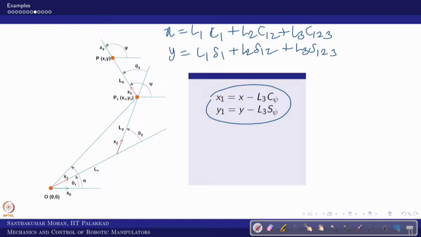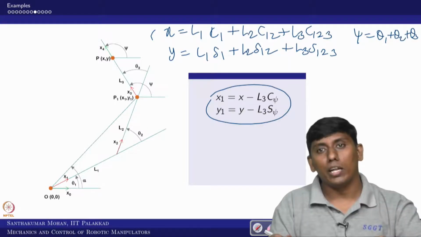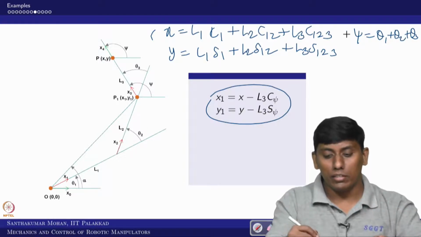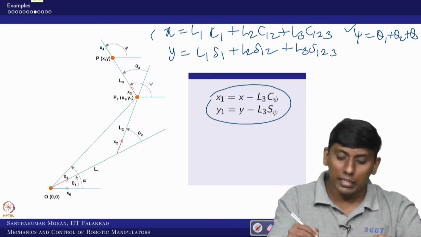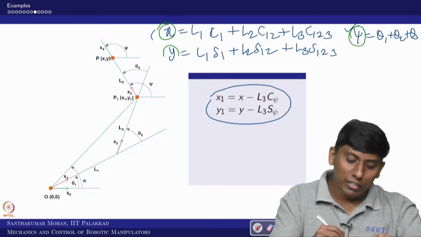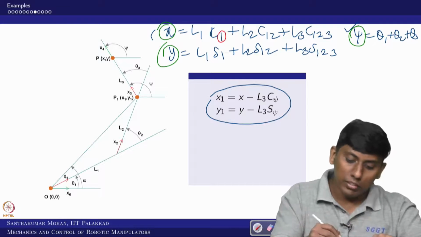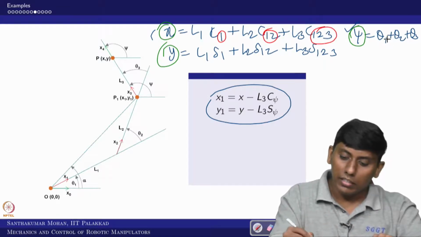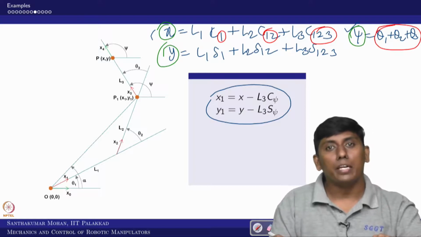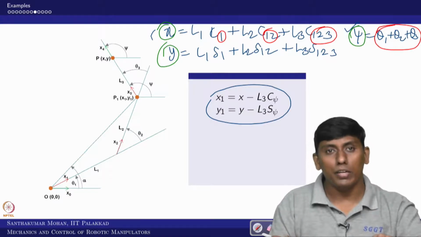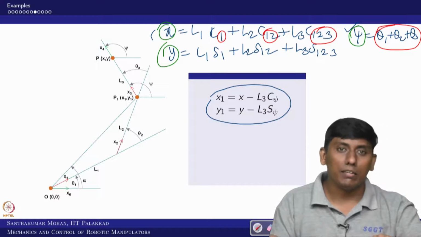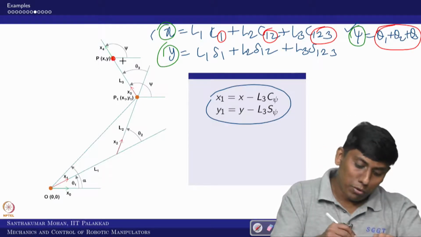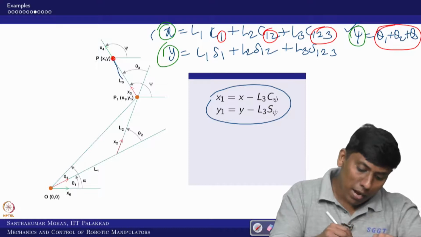So in that sense, you have this, and psi is theta 1 plus theta 2 plus theta 3. So this relation you have. What are we actually expecting? Based on this, these are given, and I am marking them in green color. Given these, can I find this? How can I do it? There are several ways. One is, if psi is given, we can come back to this point.